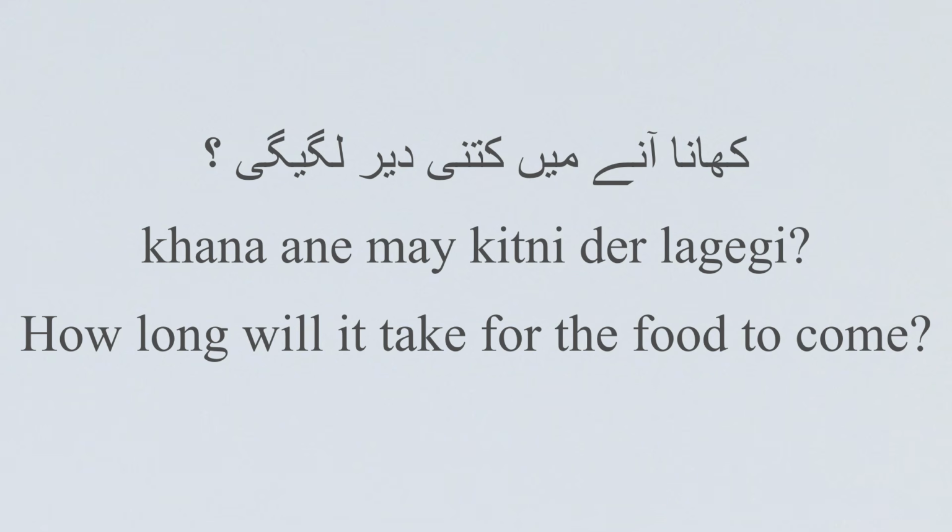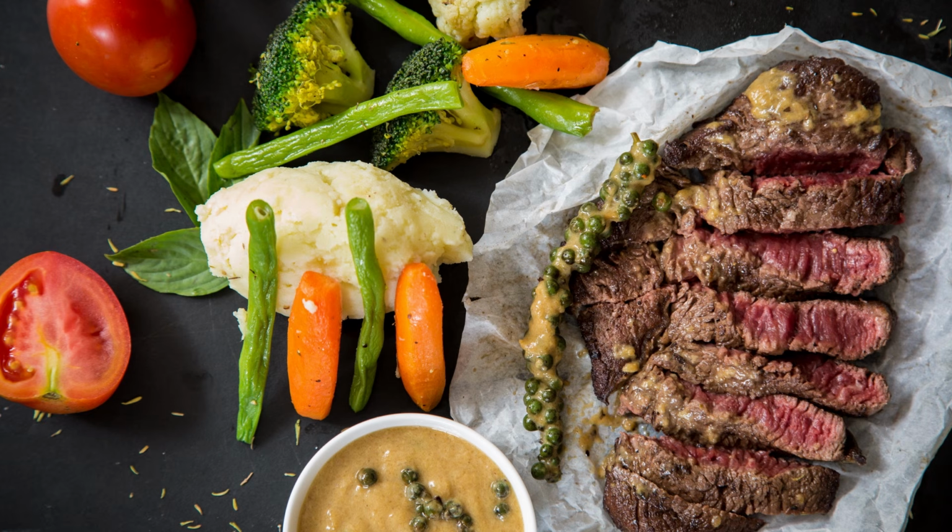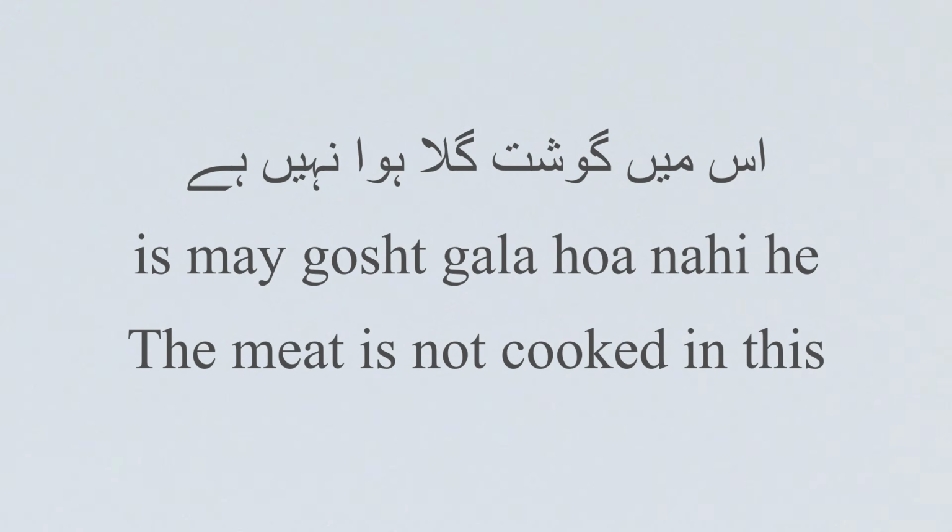Suppose they brought the food and your meat is not properly cooked. You can say इसमें गोश्त गला हुआ नहीं है. गला हुआ means properly cooked. इसमें means in this. इसमें गोश्त गला हुआ नहीं है. The meat is not well cooked.